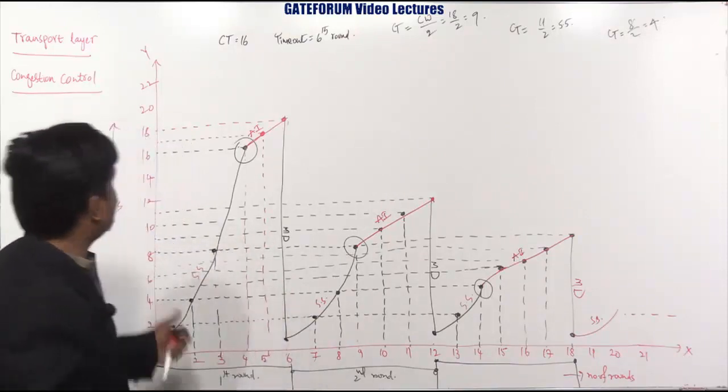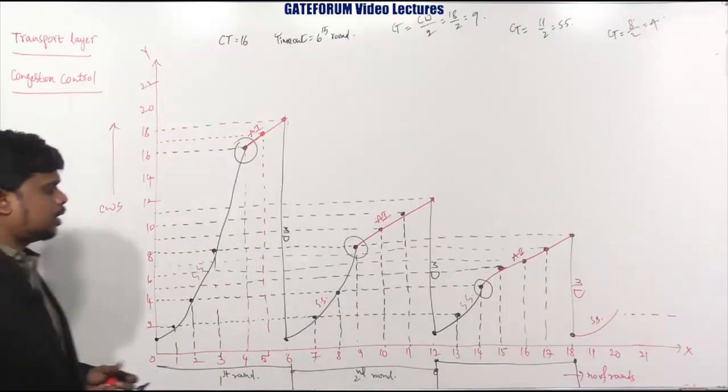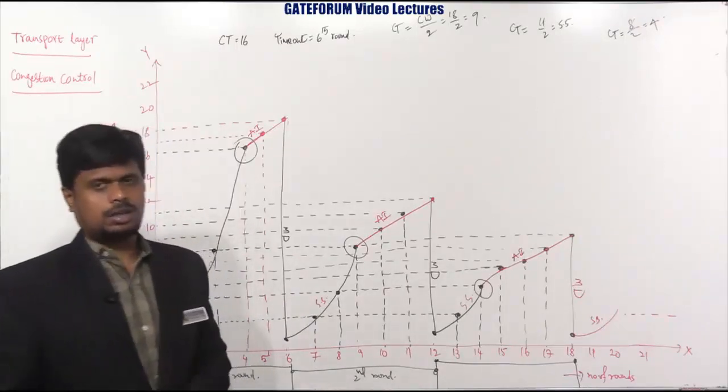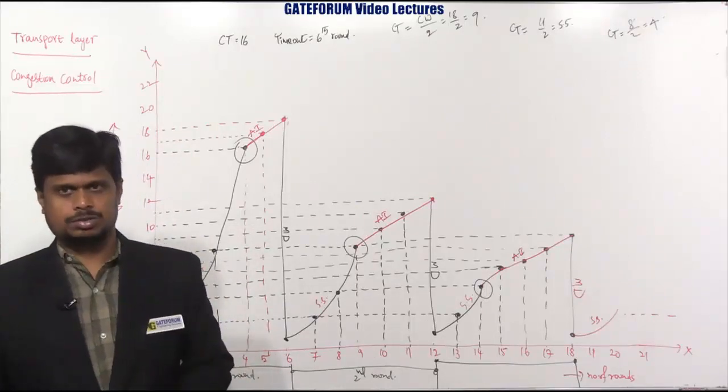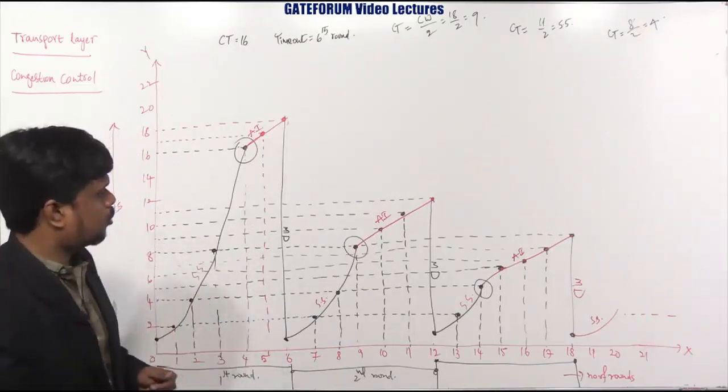So, this is the way how congestion control can be handled by the transport layer in these three phases, which are slow start phase, additive increase phase, and multiplicative decrease phase. Okay. So I hope you are clear with my explanation.